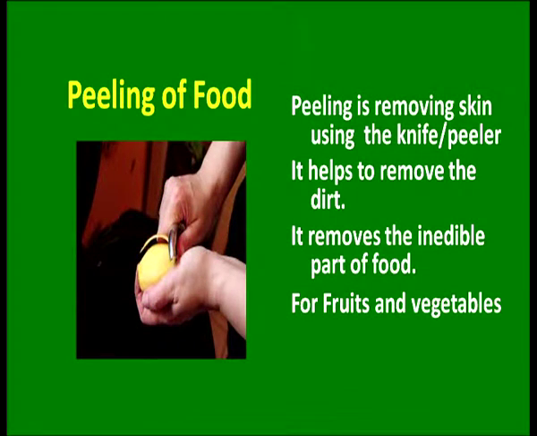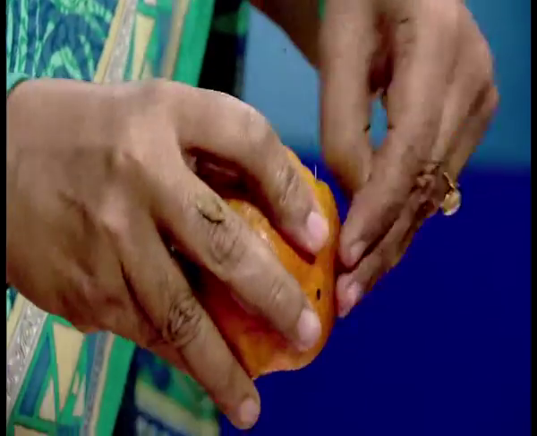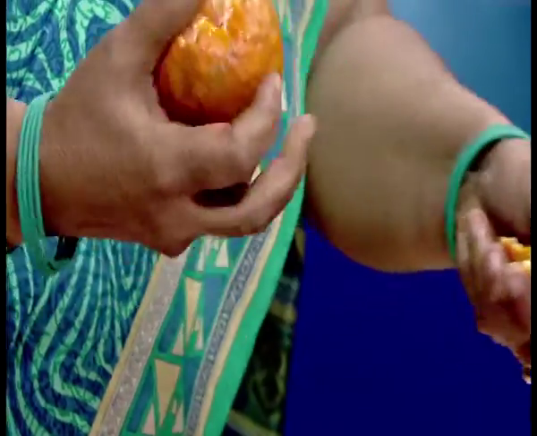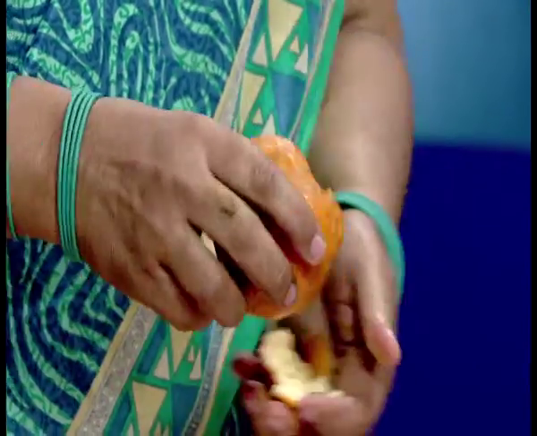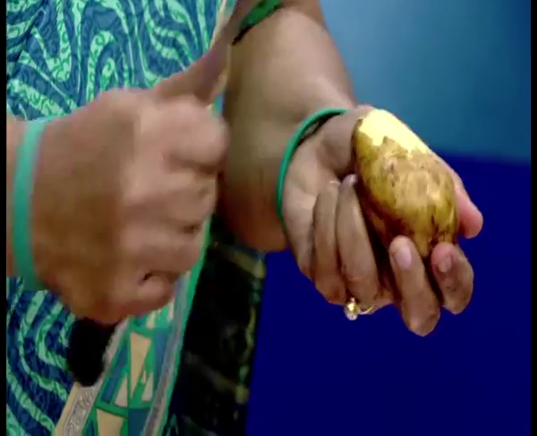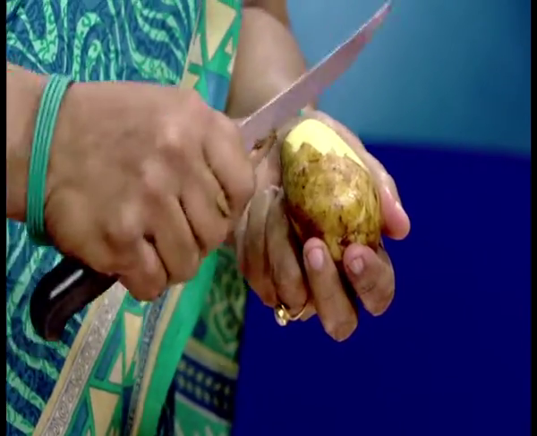If you need to peel the orange, you can peel it directly with your hand. You do not require any kind of tool for this. But if you need to peel this, you need to use the small one. And there are peelers available for peeling the food. Peeling means removing the inedible portion of the food. This is not edible. This is not edible.